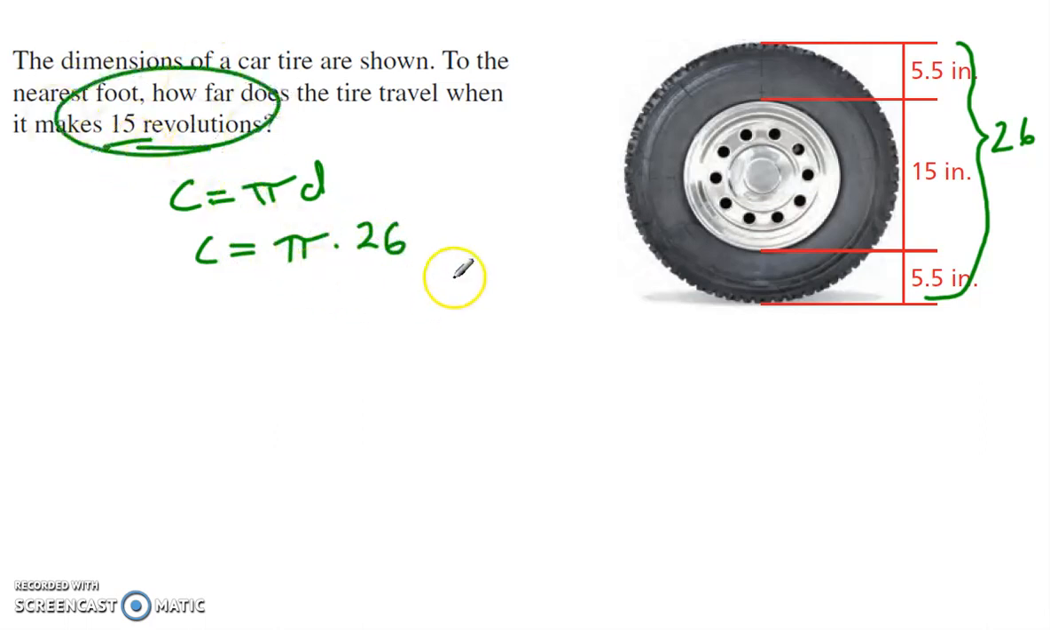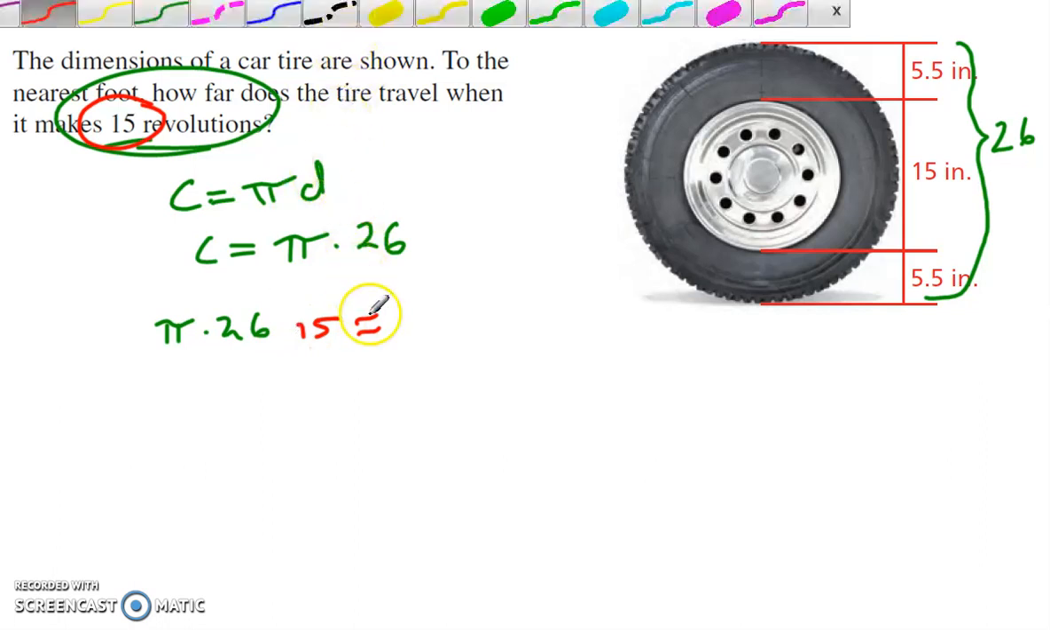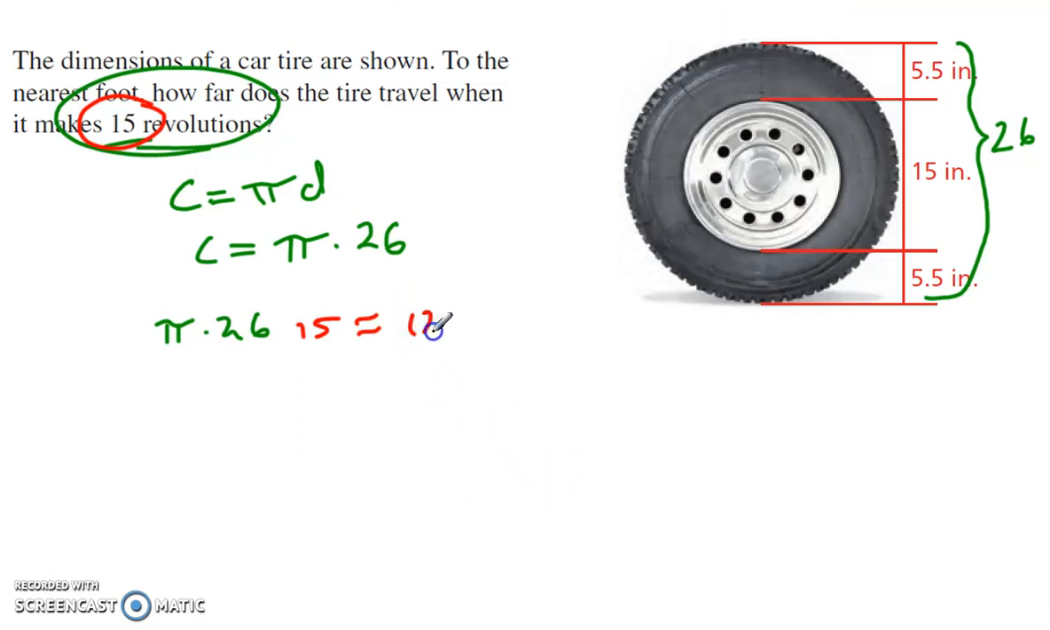This is doing 15 revolutions. So we're going to have pi times 26 and then times 15, because we're going 15 times around. And that is approximately 1,225.2.